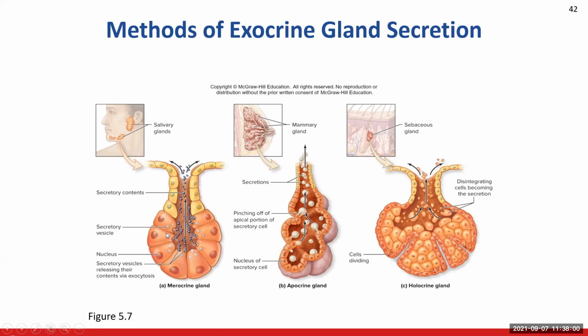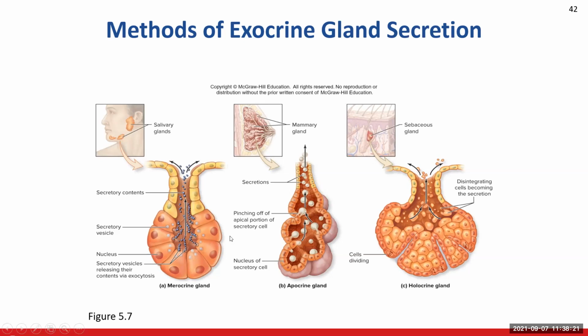Here's the secretory portion of our cell. The cell itself is making its secretions, packaging them up into vesicles, and they go to the surface of the cell, and then the cell releases the secretions into the lumen here, and then they travel up the duct and out onto the surface of the epithelium.